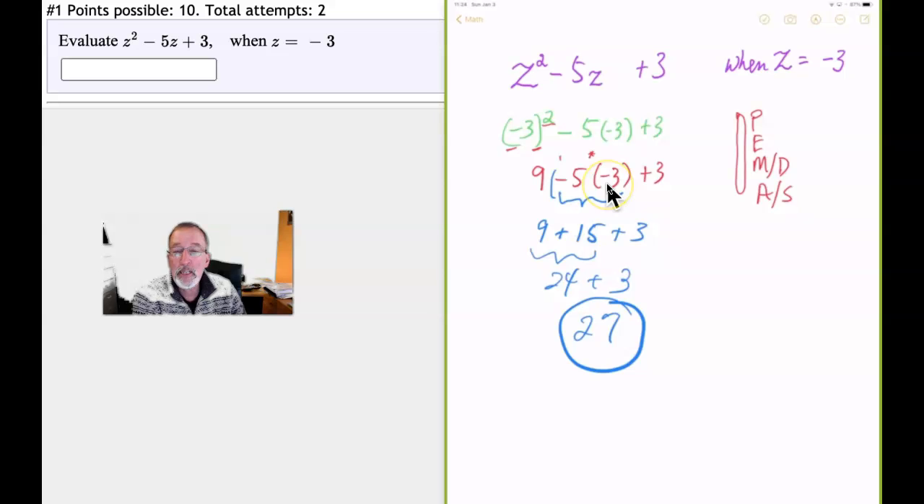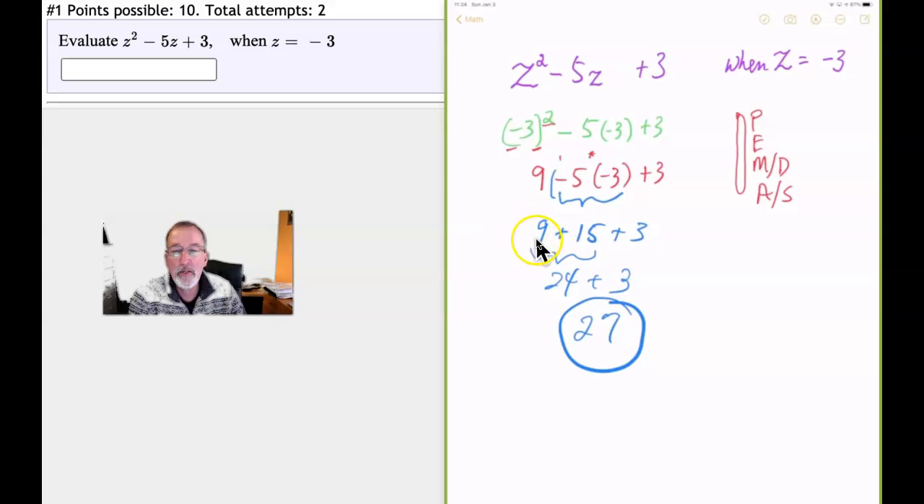Negative 5 times negative 3. Again, two negatives multiplied together give you a positive, so we write positive 15 down here. And then bring down the other numbers, bring down the 9 and bring down the positive 3. Now we have two addition operations, and the rule is addition and subtraction always come last, and when you have operations of the same rank, you just go from left to right.